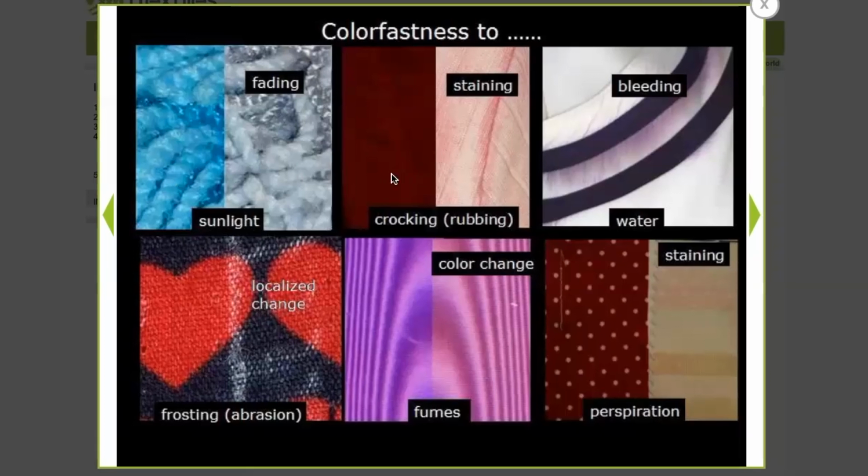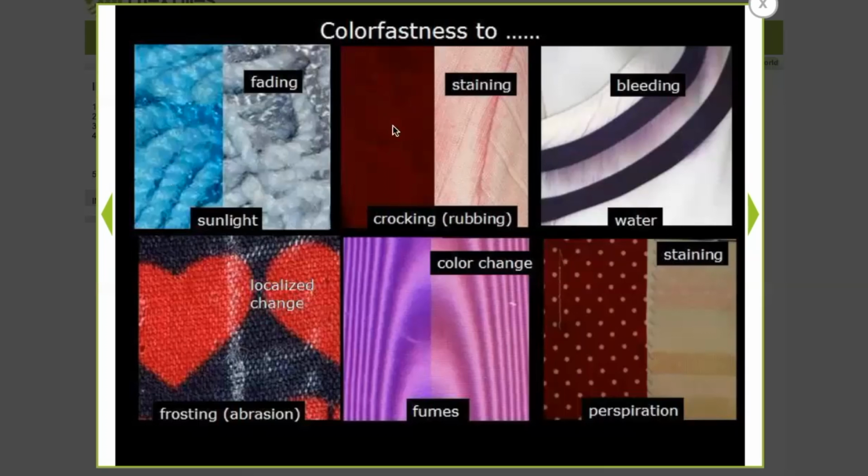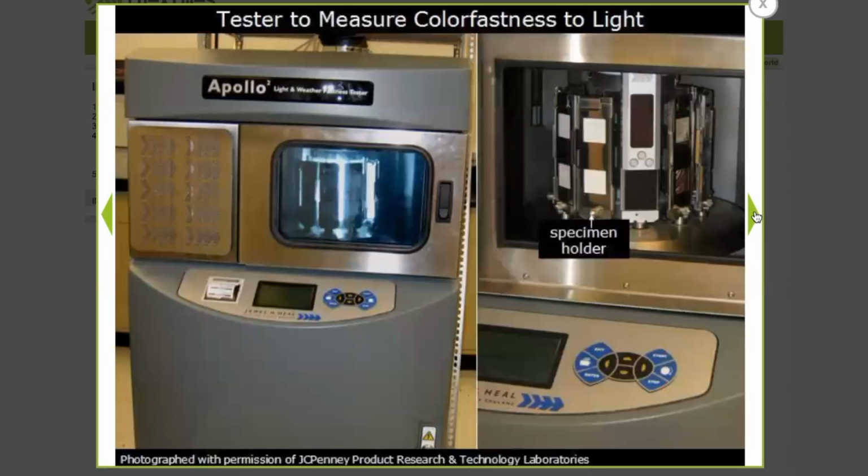This is color fastness to crocking, or rubbing the fabric. And sometimes, you know, a fabric in this color will stain another fabric when you rub it against it. This is a bleeding example, when a color starts bleeding into another color on the same garment. This is abrasion effect. So when you have a lot of friction or it's rubbing against another surface, you start losing color. This is a color change because of pollution and combustion fumes. And this is a color change from perspiration. So sometimes your perspiration will also fade the colors on your garment.